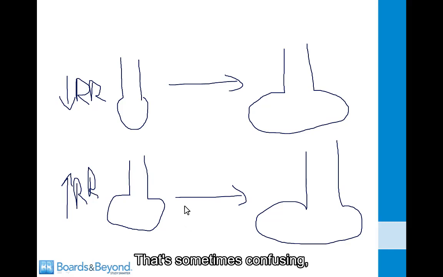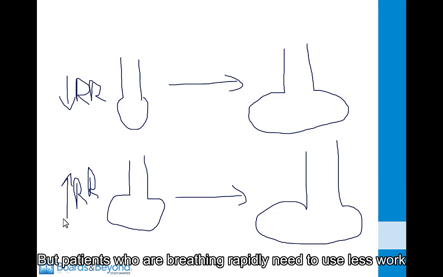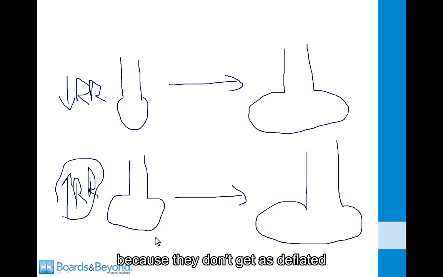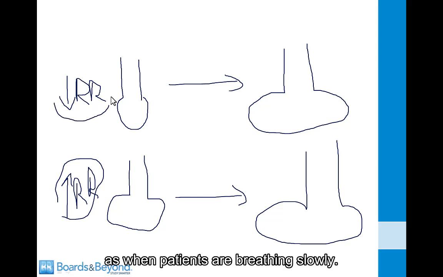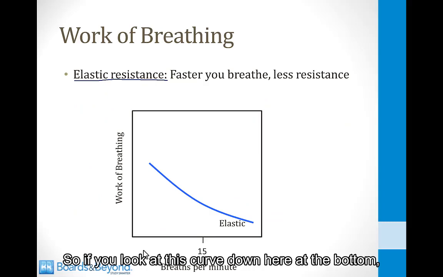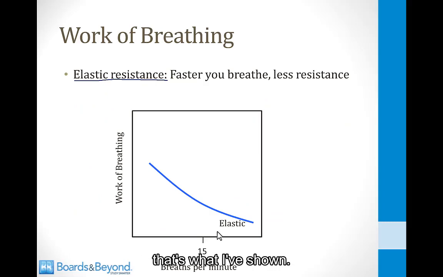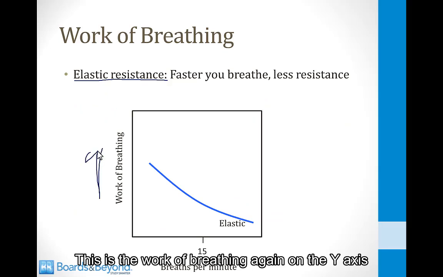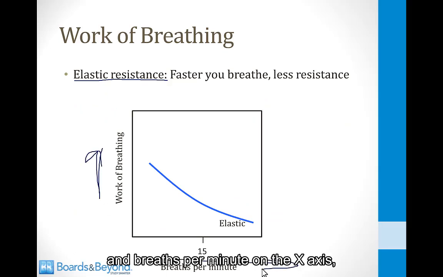That's sometimes confusing, but take a second to think about it. Patients who are breathing rapidly need to use less work to expand their alveoli because they don't get as deflated as when patients are breathing slowly. So if we look at this curve down here at the bottom, that's what I've shown. This is the work of breathing again on the y-axis and breaths per minute on the x-axis.